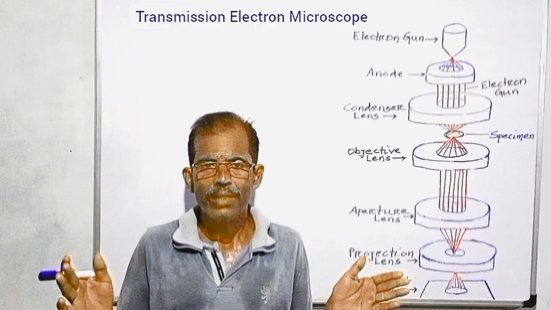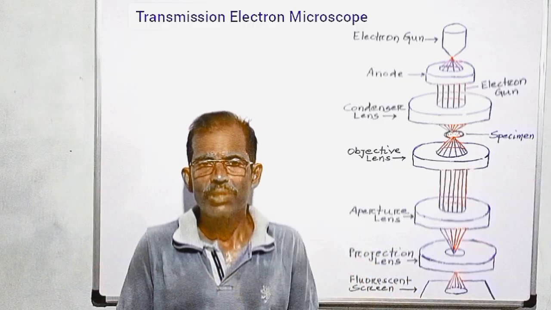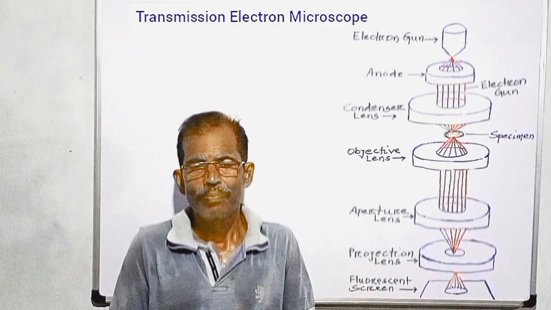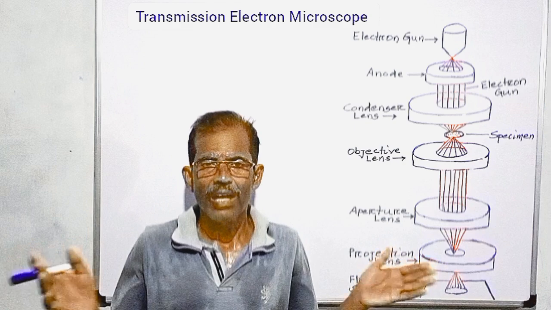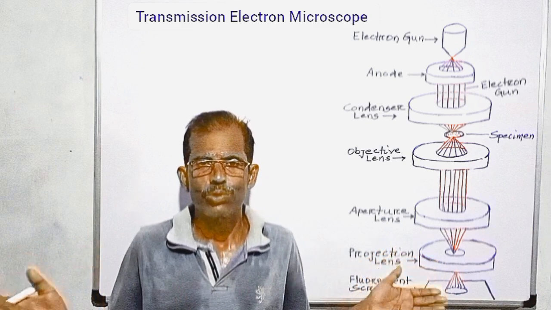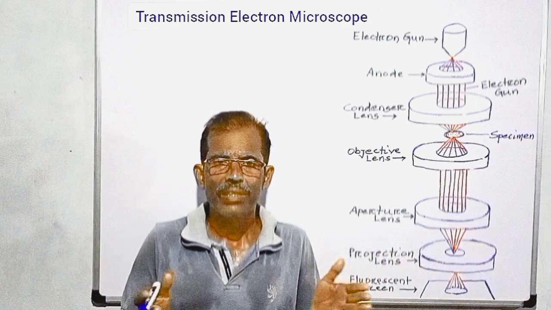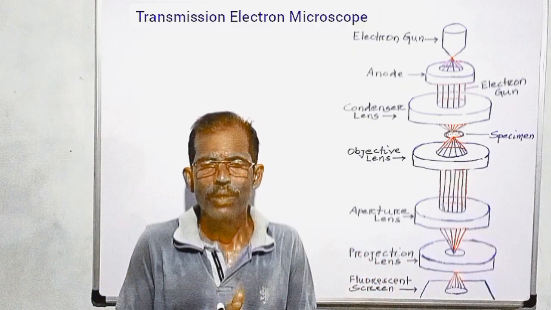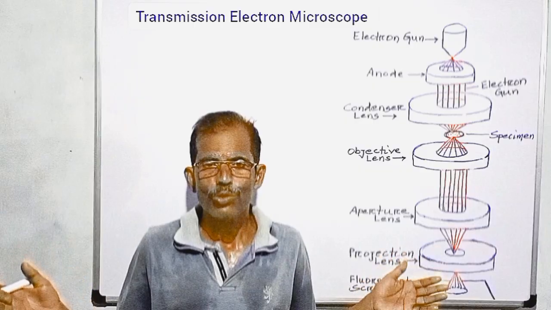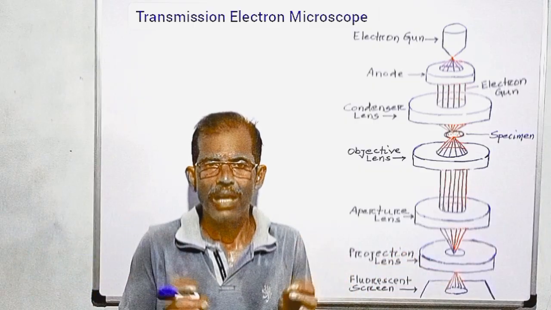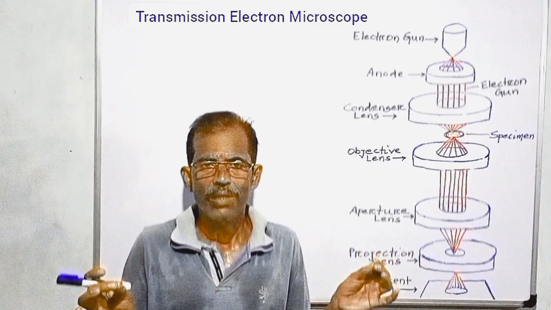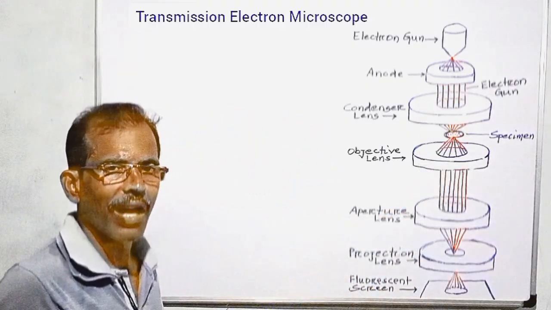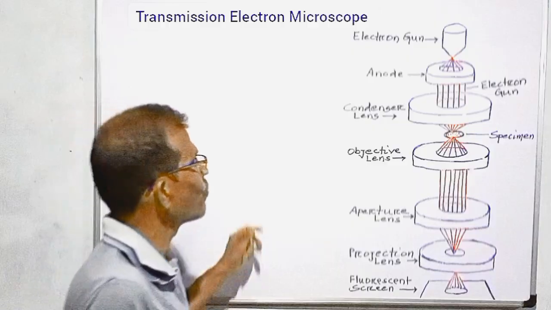On the other hand, in the light microscope, visible light is used to illuminate the sample. Another difference is that in the case of the electron microscope, electromagnetic lenses are used. By contrast, in the light microscope, glass lenses are used to focus the radiation and to magnify the image. This figure illustrates the principle of a transmission electron microscope.